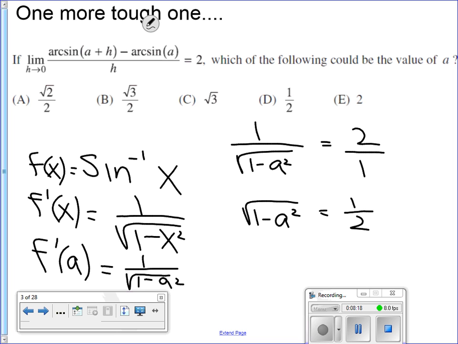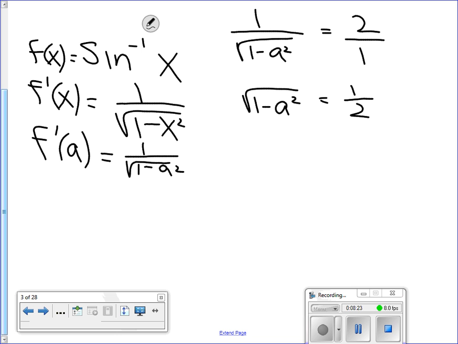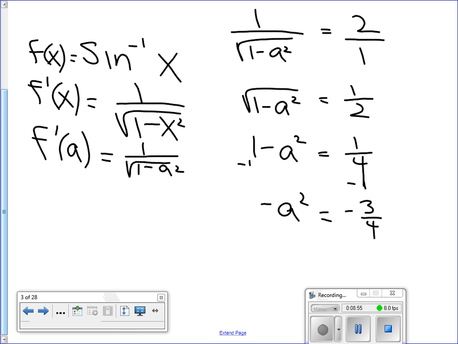Then what would you do? Square both sides. I like the way you're thinking. So 1 minus a squared equals 1/4. Okay, negative a squared equals 1/4 minus 1, which is 1/4 minus 4/4, negative 3/4. Negatives cancel. Multiply each side by -1.